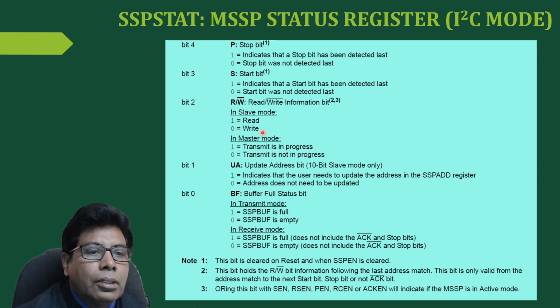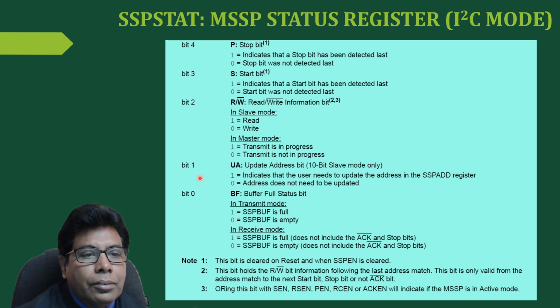In slave mode, it will indicate this, and in master mode, 1 means transmit is in progress, and 0 means transmit is not in progress. So master mode is where the data will be transmitted, whereas in slave mode it will be just following the master.